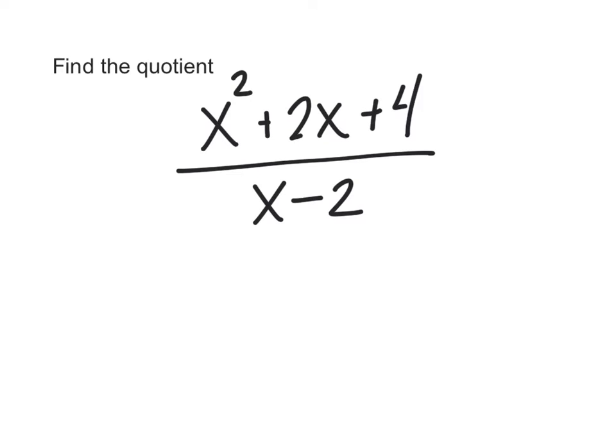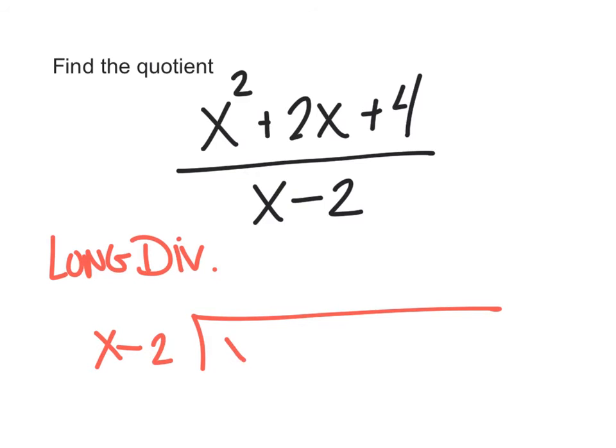So let's try another one. We'll do it both ways again. We'll first start with long division. So I'm going to say that's x squared plus 2x plus 4 divided by x minus 2. So maybe I'll hold up and wait a minute. And could I factor? Let's go back to that example.